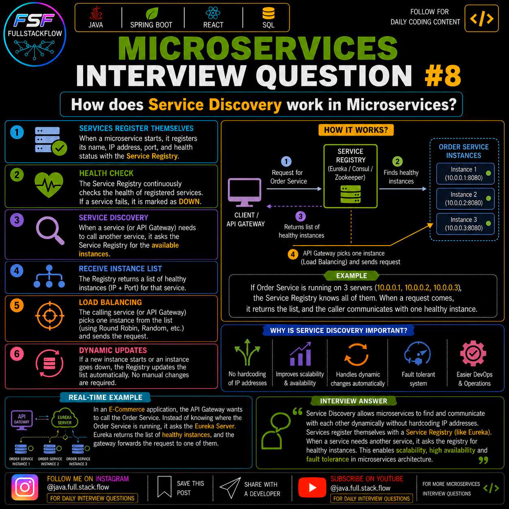Next, step 4 is receive instance list. The registry returns a list of healthy instances, IP plus port, for that service. For example, 10.0.0.1:8080, 10.0.0.2:8080, 10.0.0.3:8080. Only healthy instances are returned.